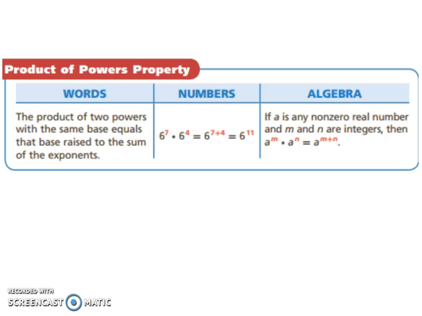So let's start with the product of powers property. The product of two powers with the same base equals that base raised to the sum of the exponents. So like 6 to the 7th times 6 to the 4th is equivalent to 6 to the 7 plus 4, which would be, in this case, 6 to the 11th.